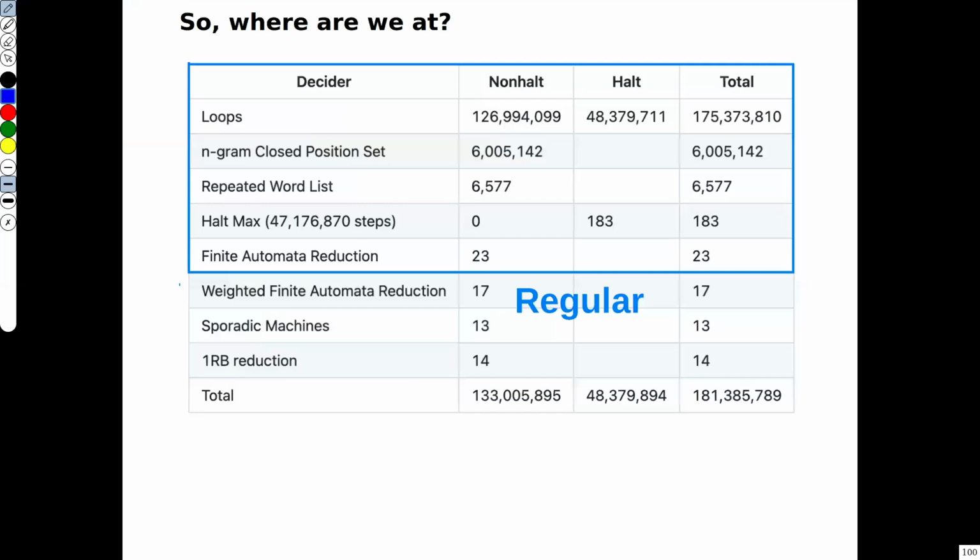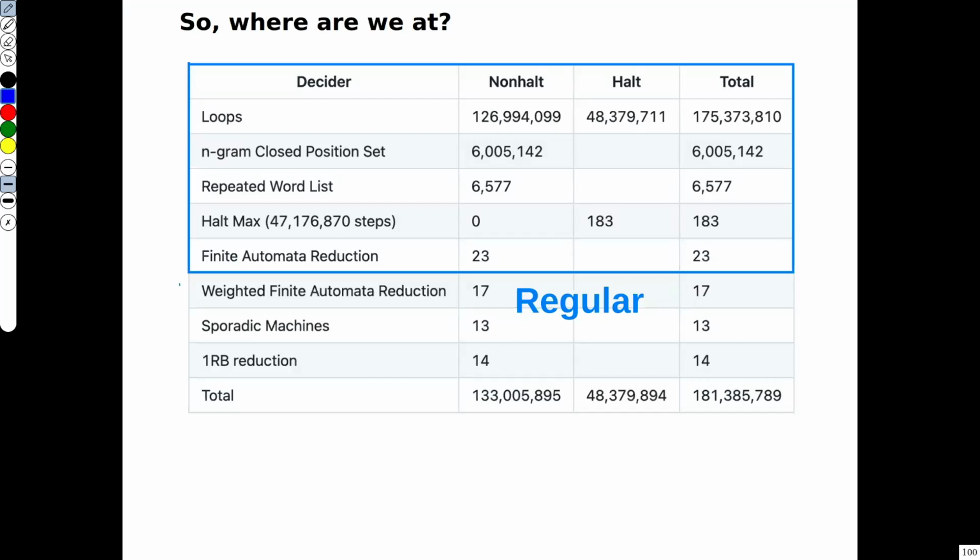So where are we at? Here we discuss loops, this method, n-grams closed position set. You can see that together they decide 99.99% of the machines. But of course, the hard machines come when you go down. Some other techniques were developed, but something really nice is that all the ones circled in blue can fit in an abstract framework that reduces the behavior of the machine to a finite state automaton. So, along the lines of what May said, it is approximating the set of configurations reached by the machine in a bigger set.